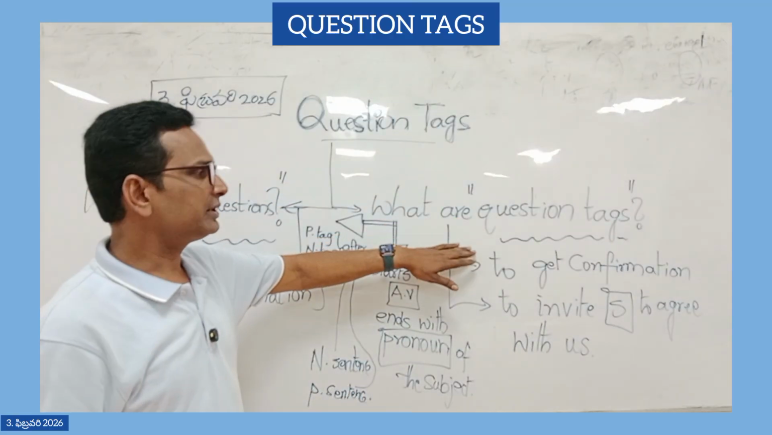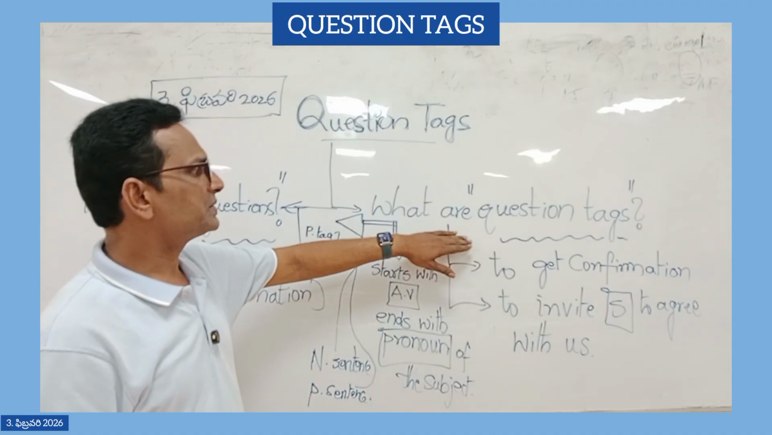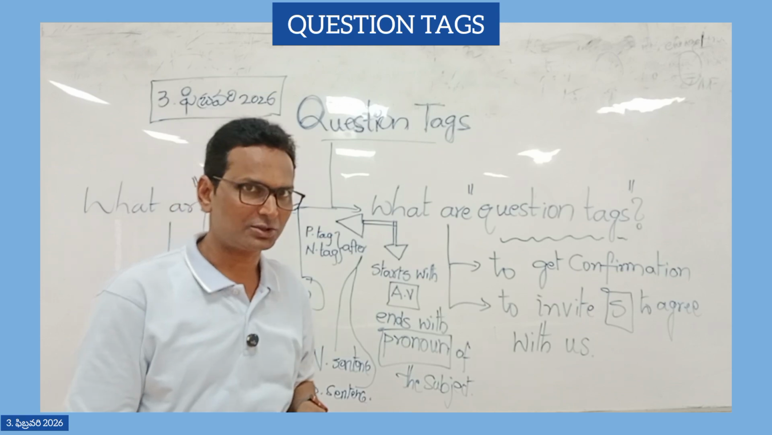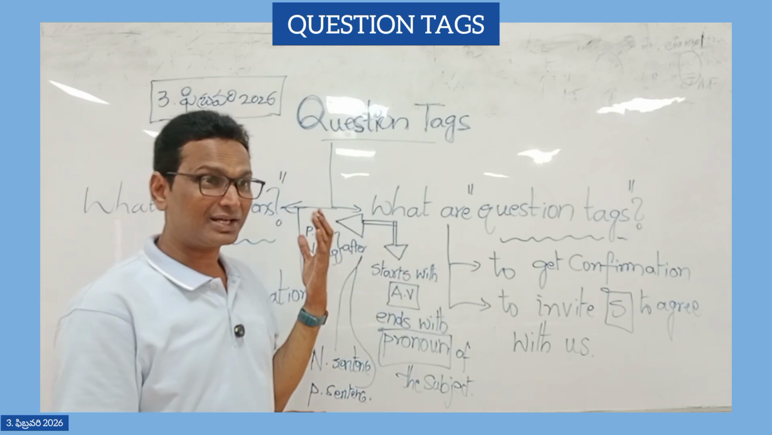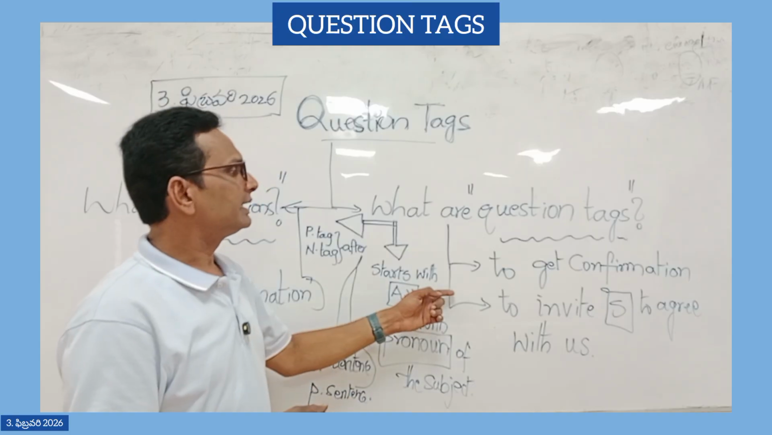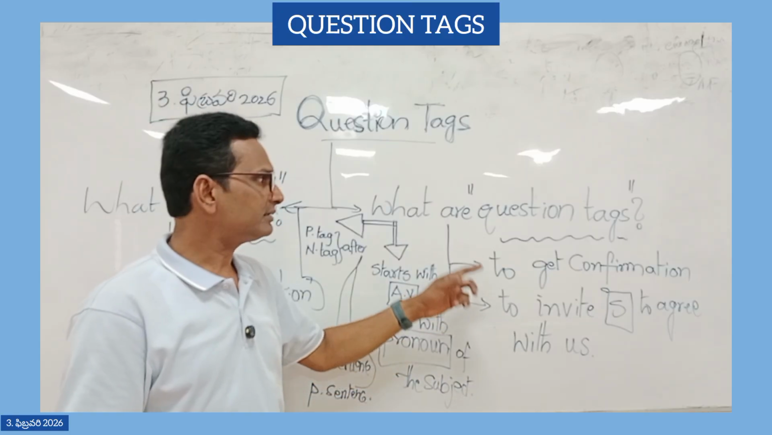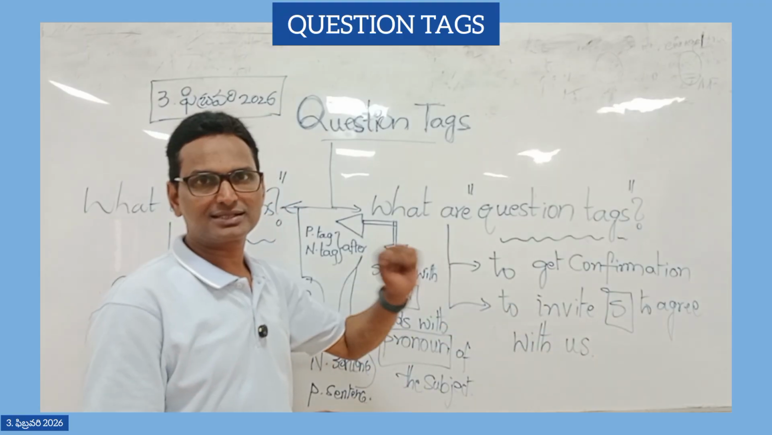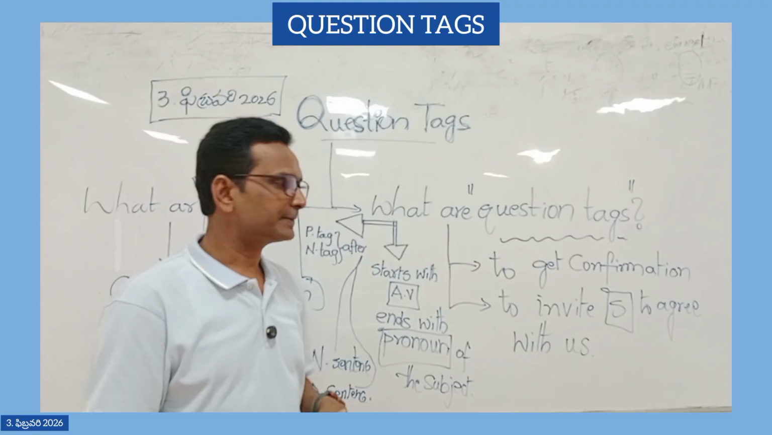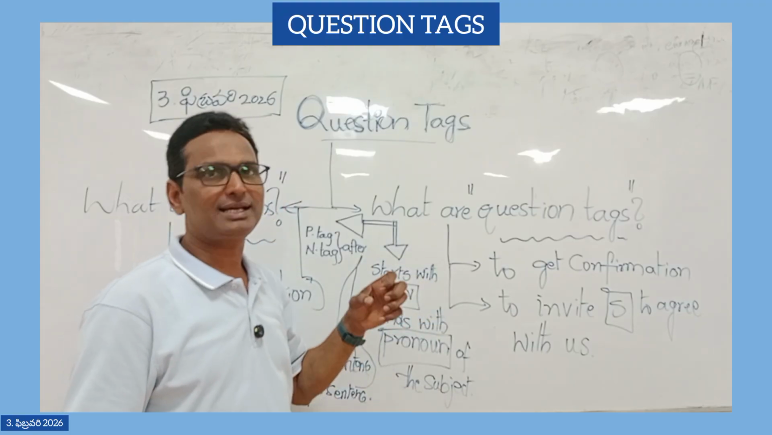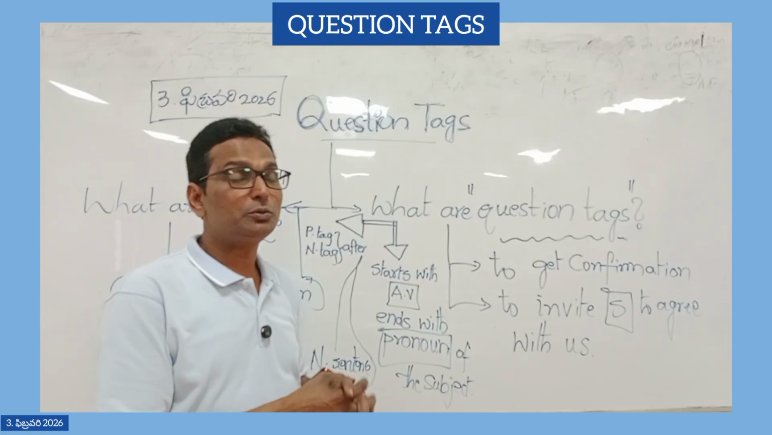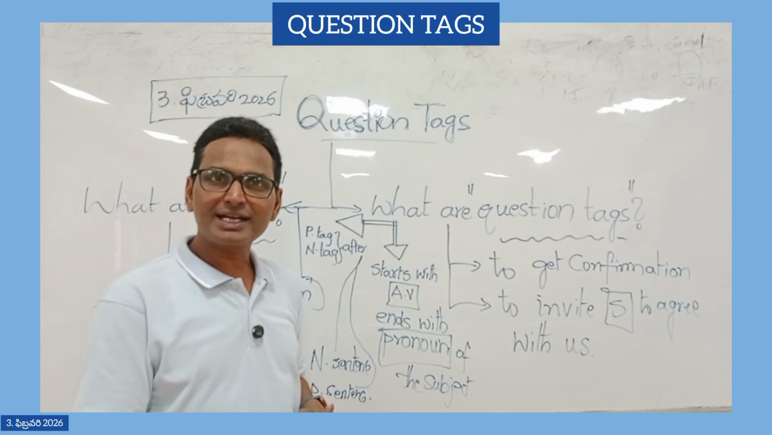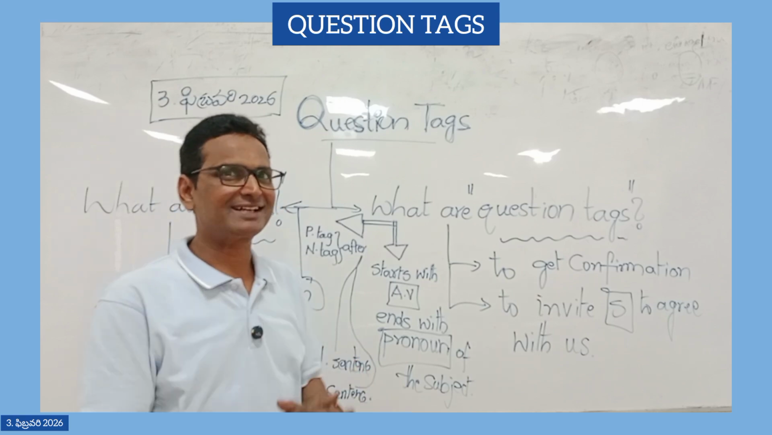Question tags are actually used to get confirmation. When you want some confirmation from the listener in a conversation, you will ask a question tag. You will use a question tag. The second most important purpose and use of question tags is to invite someone to agree with us. To invite someone to agree with us. These are the two major areas which demand us to make question tags, particularly in conversations. Verbally, when we interact with people, we may have to make question tags.